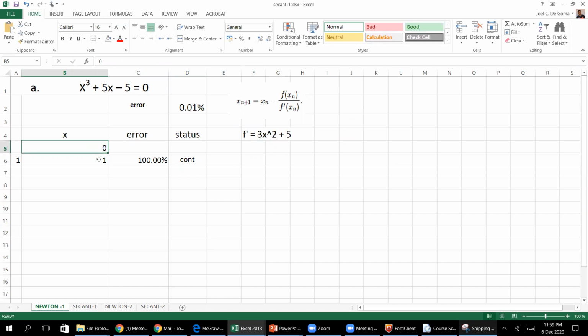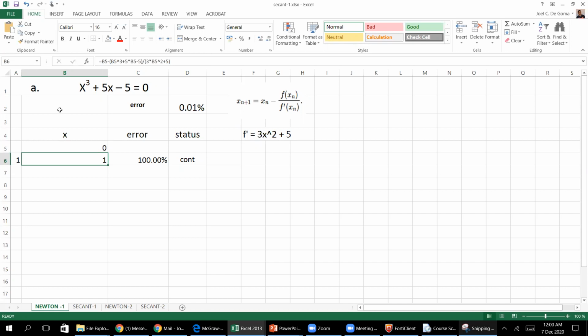Okay, so 0, substitute here: 0 minus 0 cubed plus 5 times 0 minus 5, all over 3 times 0 squared plus 5. So that will be our first solution. So 0 minus negative 5 all over 5. So the answer is 1.